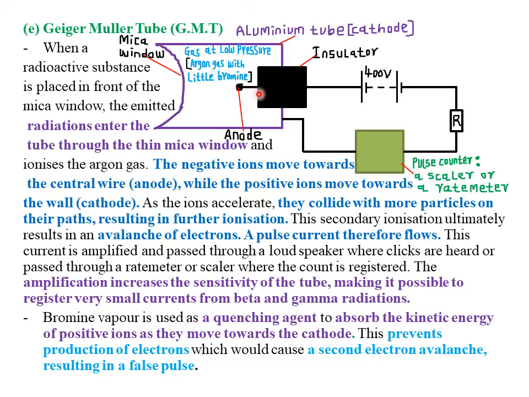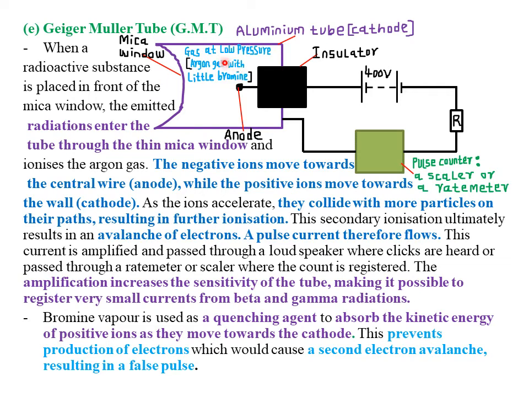The positive ions are going to move towards the wall, while the negative ions are going to move towards this particular anode. Then, as the ions accelerate, that is, as the negative ions move towards the anode and the positive ions move towards the aluminium tube, which is the cathode, they collide with more particles on their path. This collision results in further ionization, or what we call secondary ionization. This secondary ionization ultimately results in what we call an avalanche of electrons.